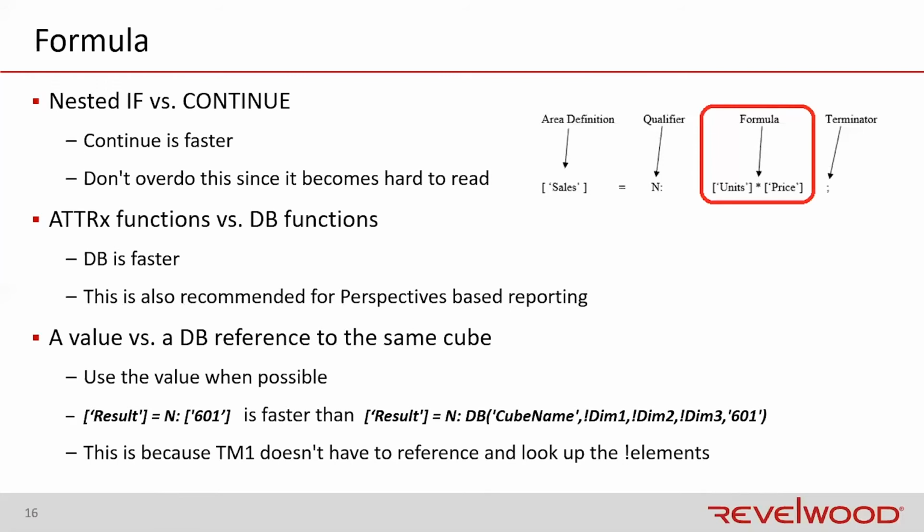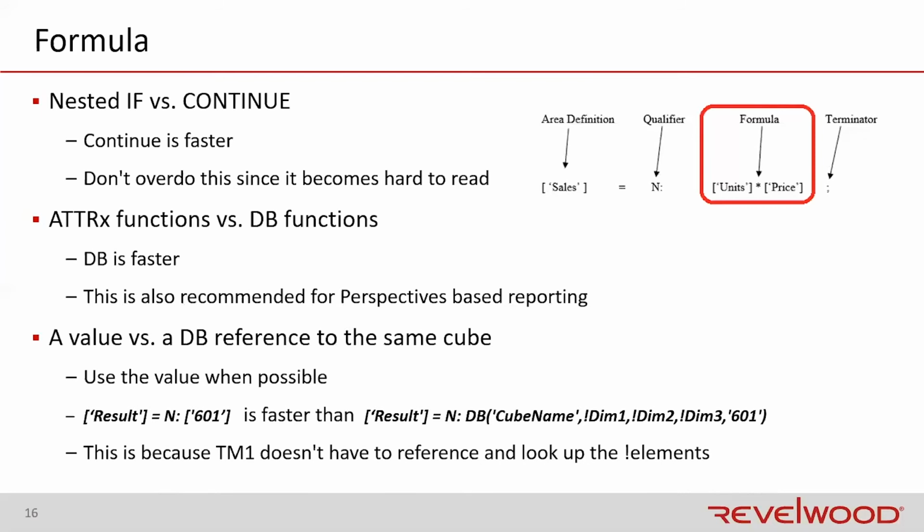And a third thing that we could potentially do is when you're pulling a specific element, a value versus a DB reference value, I'm referring to an element name, an element value. When you have the choice of pulling an element value as opposed to a DB reference, use the value. So in the example that I have below there, it says result equals n:601. So 601 is a specific element. And yes, if there's a couple of dimensions that have an element called 601, you may have to write it a little bit different.